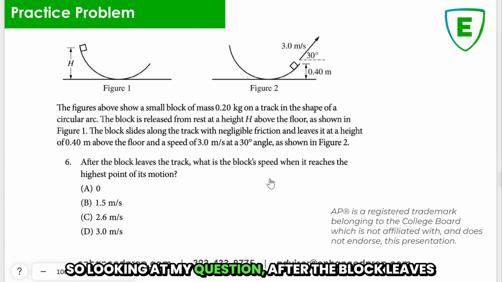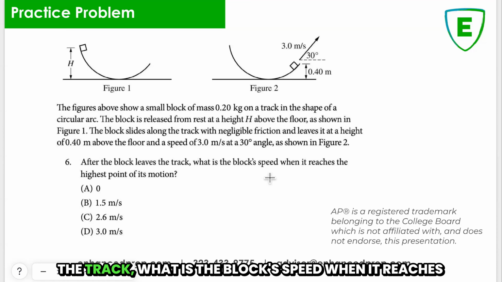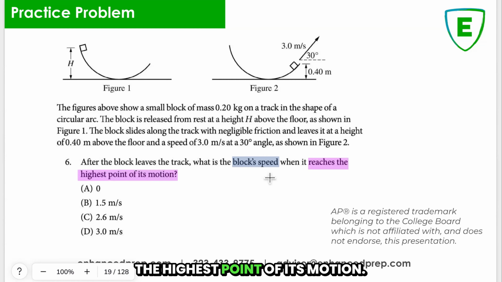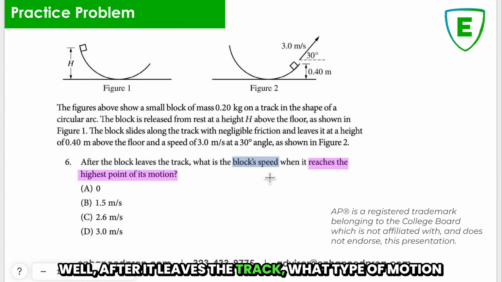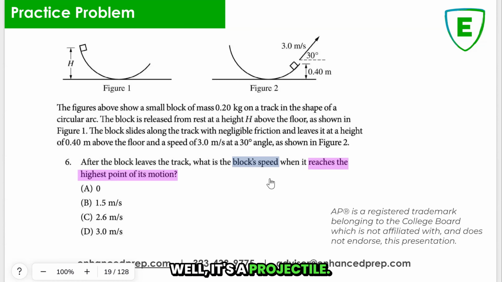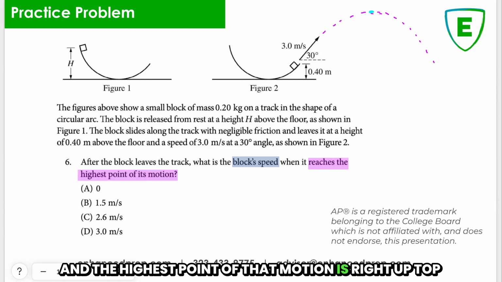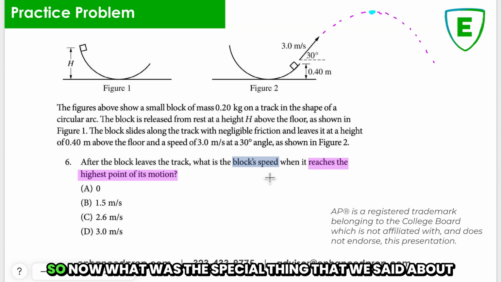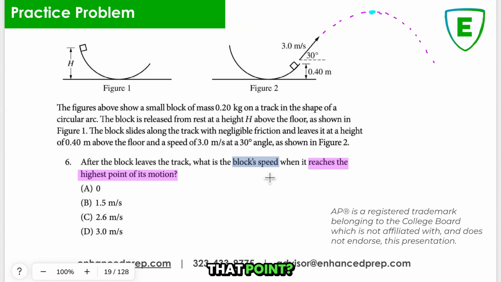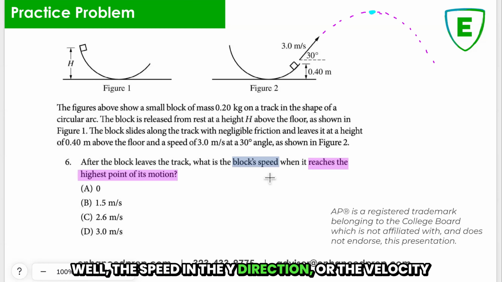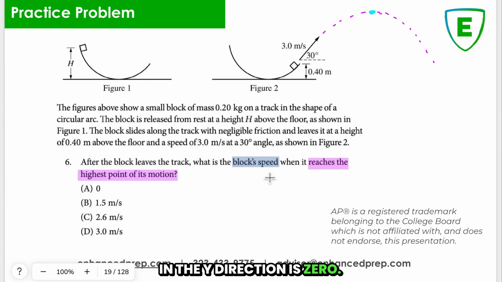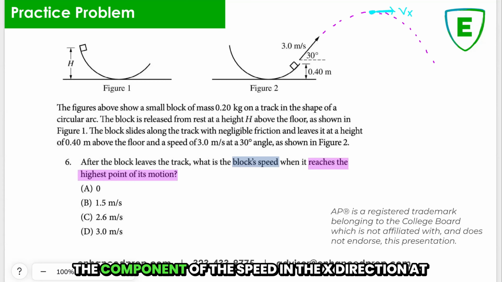So looking at my question, after the block leaves the track, what is the block's speed when it reaches the highest point of its motion? Well, after it leaves the track, what type of motion does it have? Well, it's a projectile, so it is going to go in an arc. And the highest point of that motion is right up top here. So now what was the special thing that we said about that point? Well, the speed in the y direction, or the velocity in the y direction, is 0. It only has the component of the speed in the x direction at that point.